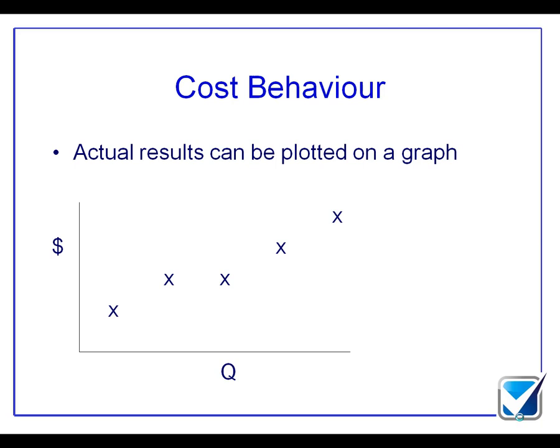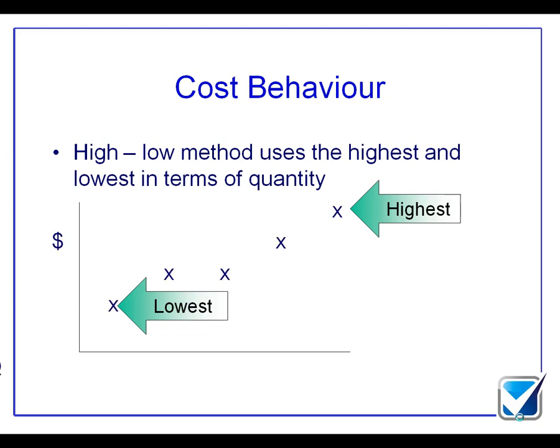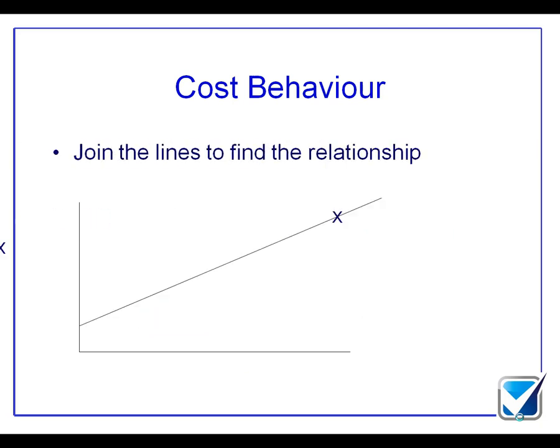The high-low cost estimation method uses the highest and lowest quantities of production as our two key data points. What it does is join those two points together to form a straight line, which gives us this type of relationship, which allows us to see that, yes, there is some sort of element of a relationship between total costs and total quantity of production.